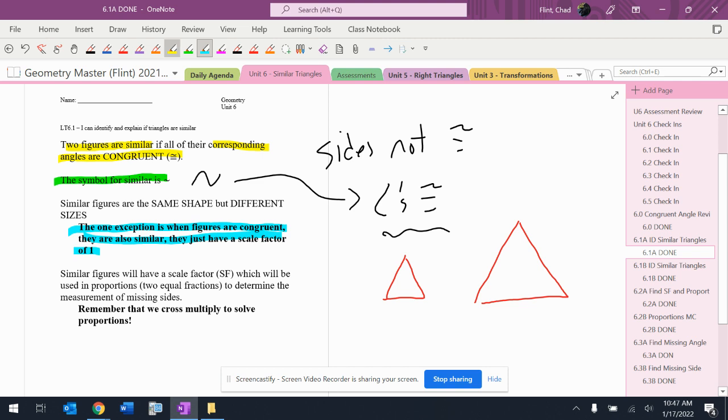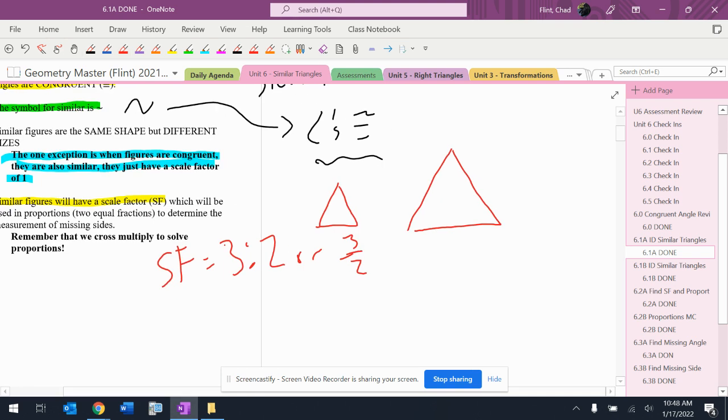Similar figures have a scale factor, which is used in proportions. We're going to spend a ton of time talking about this. Proportions are two equal fractions used to find missing sides. So it might say the scale factor is equal to, I'm going to write it two ways, 3:2 or 3/2. That means the larger triangle is basically 1.5 times bigger. 3 divided by 2 is 1.5. We'll use these in proportions and we'll cross multiply.